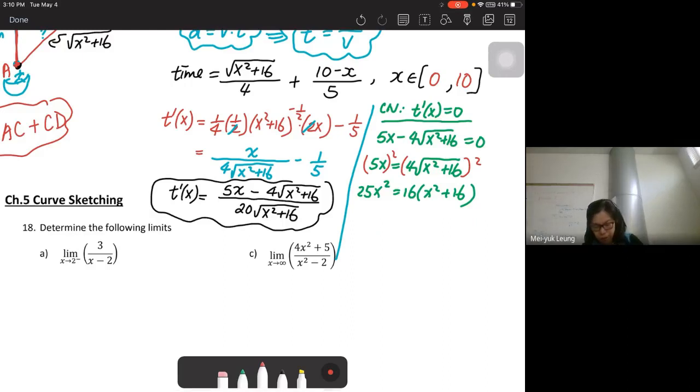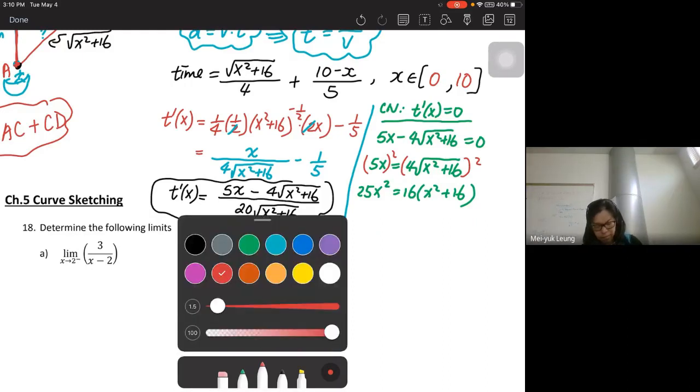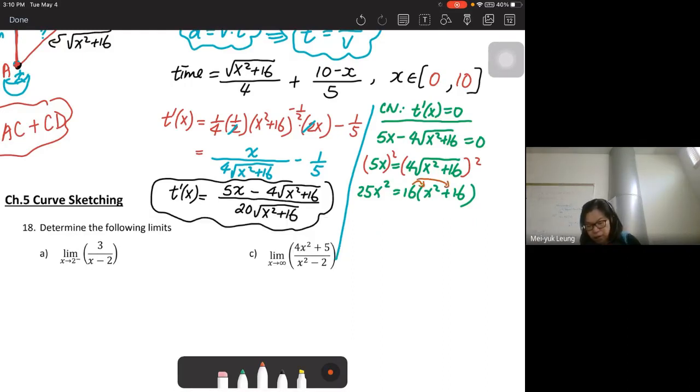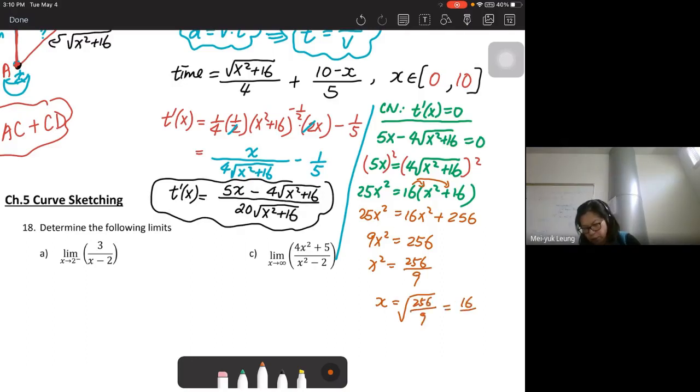So remove the bracket. We have 25x squared equals 16x squared plus 16 times 16, that's 256. So altogether we have 9x squared equals 256. So x squared equals 256 over 9. And x is supposed to be the positive square root of this. So that is a nice number. That would be 16 over 3.